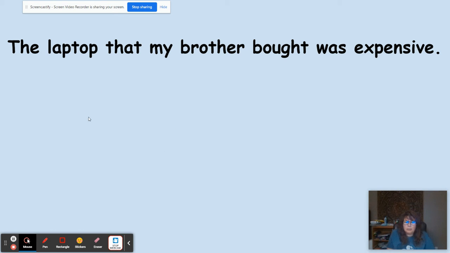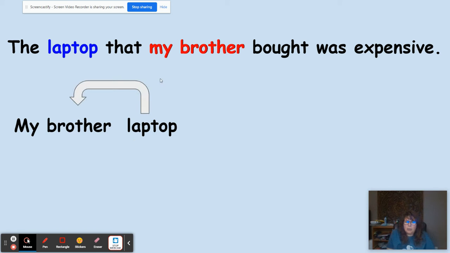Okay, let's look at the sentence. The laptop that my brother bought was expensive. So who are we talking about? We're talking about my brother. What did he buy? What belongs to him? The laptop. So now I have to put my brother first, and then laptop next because I know that belongs to him. So I know that the laptop belongs to my brother. So I'm going to make brother into a possessive noun.